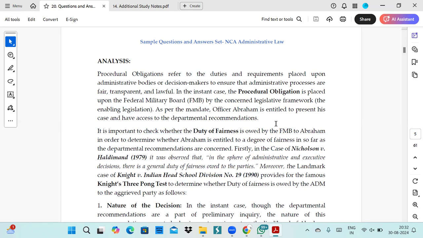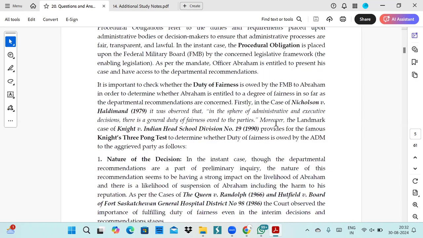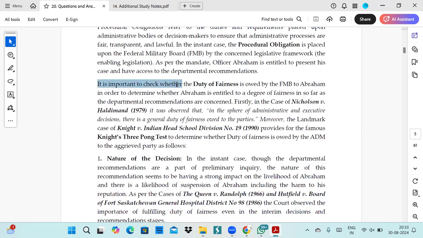You introduce them. No? So analysis also should be... So then it will go on a flow. So imagine yourself doing the final argument where you have start and end both. By explaining to other parties what the issue here is, it is important to check whether the duty of fairness is owed by the FMB to Abraham in order to determine whether he is entitled to a degree of fairness.